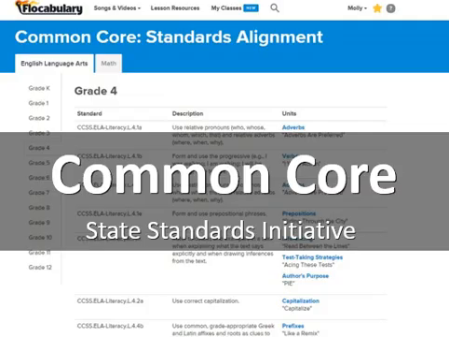The Common Core State Standards Initiative was developed by the Council of Chief State School Officers and the National Governors Association Center for Best Practices. The standards are the following: aligned with college and work expectations; clear, understandable, and consistent; rigorous content and application through higher order skills; informed by other top performing countries; evidence and research based.